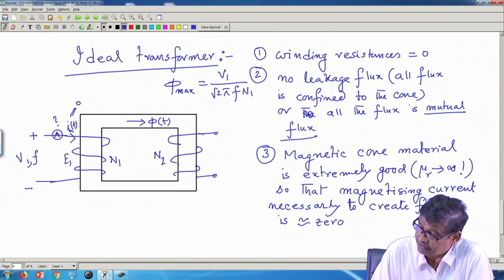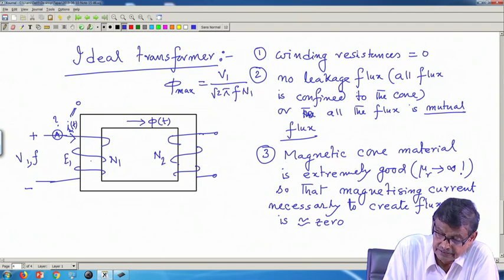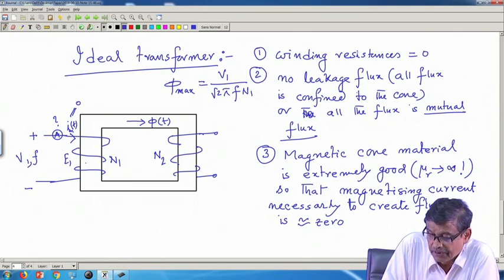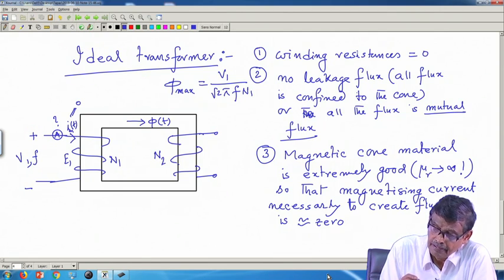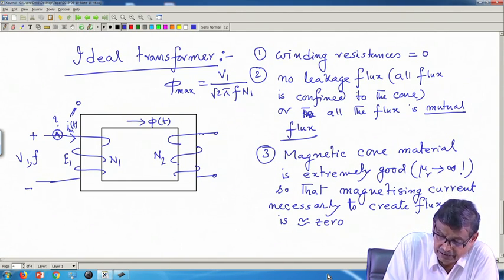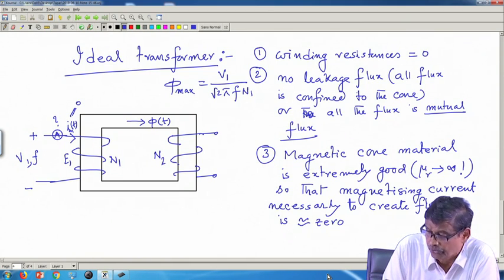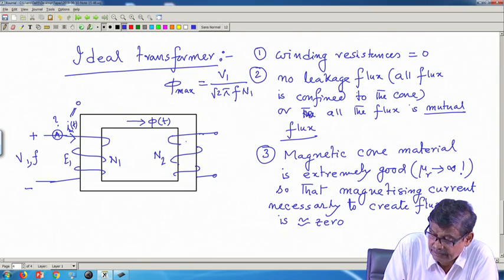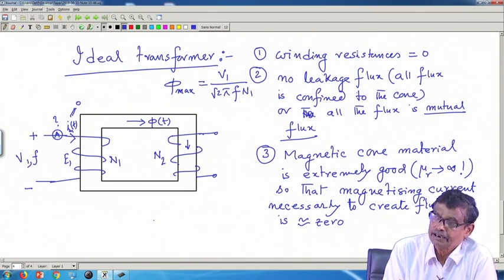So, what is mutual flux? That is what I have to tell you. Mutual flux is the flux which is common to both N1 and N2 turns. So, mutual flux will be the flux which is confined to the core. Therefore, same flux will be linking both the primary coil, this I will call now primary, and in this coil no source is connected. This flux is also changing with respect to time.